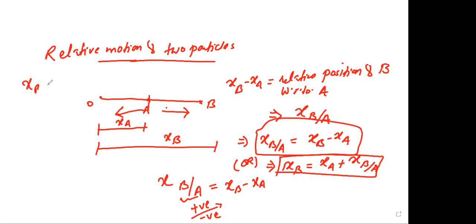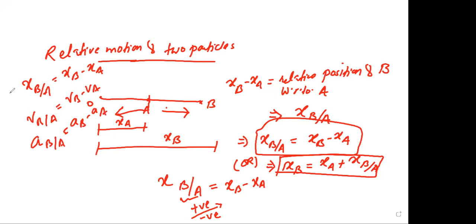Similarly, तिमीले XBA is written as XB minus XA. In a similar way, you can write VBA will be equals to VB minus VA. In a similar way, you can write ABA is equals to AB minus AA. Okay, this is the important concept that you need to remember. So कुनै पनि position vector with respect to k भन्यो भने तिमीले XB minus XA लेख्नुपर्छ. Okay, so we will deal the concept of relative motion in the next class.